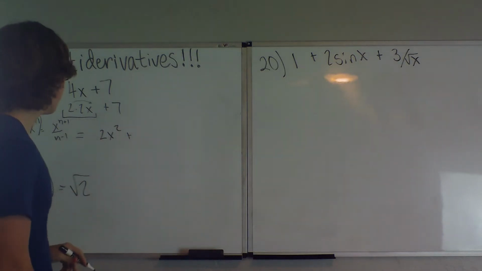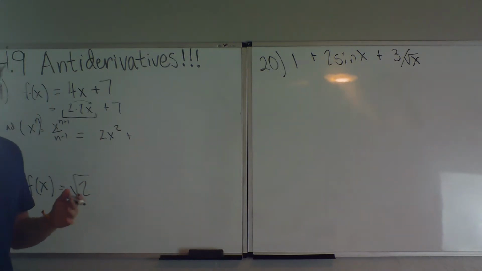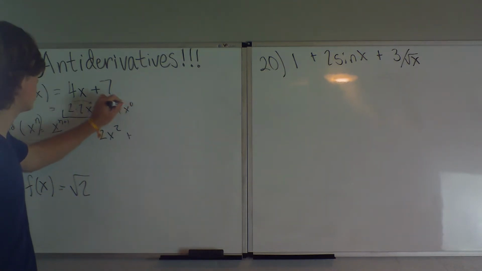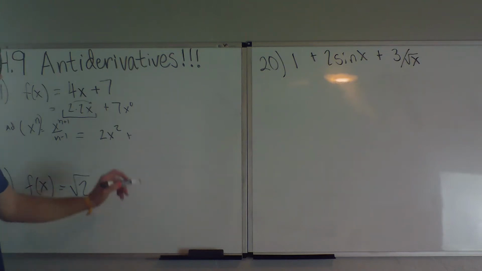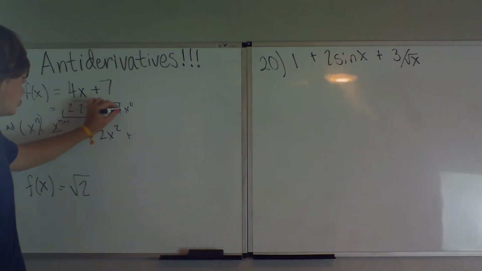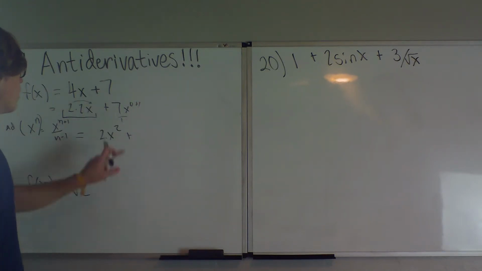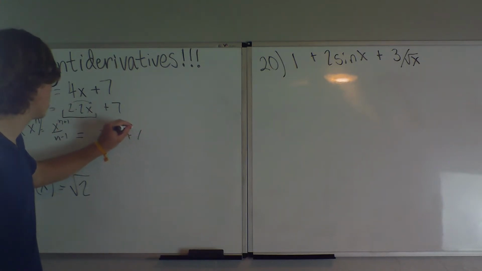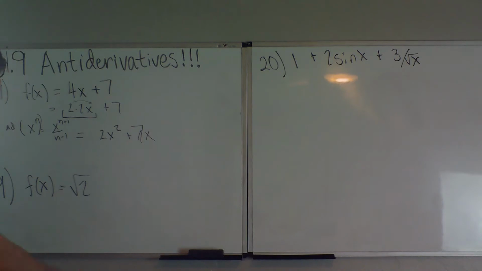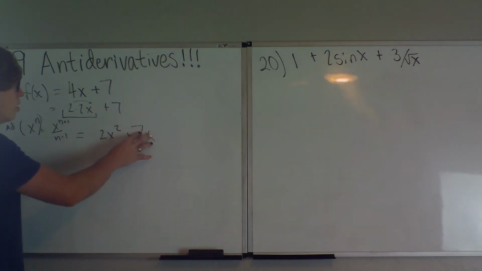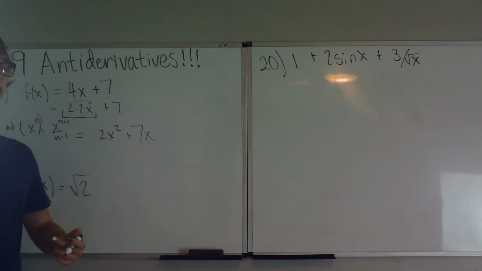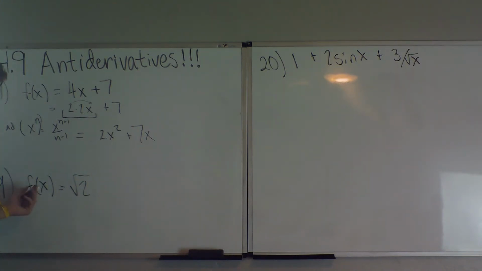But then what about 7? Well, it's a constant, but you can kind of think of it as 7 times x to the 0, right? So then you add 1 to the power and divide by 1, and it's just now 7x. And if you did the derivative, the derivative of 2x squared plus 7x is just equal to 4x plus 7. Okay, now on to number 9.